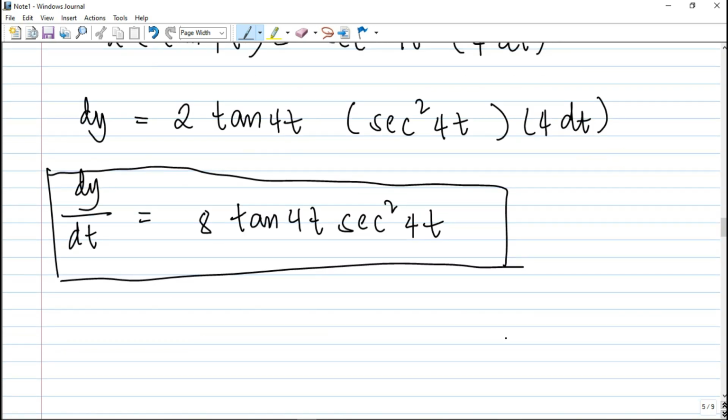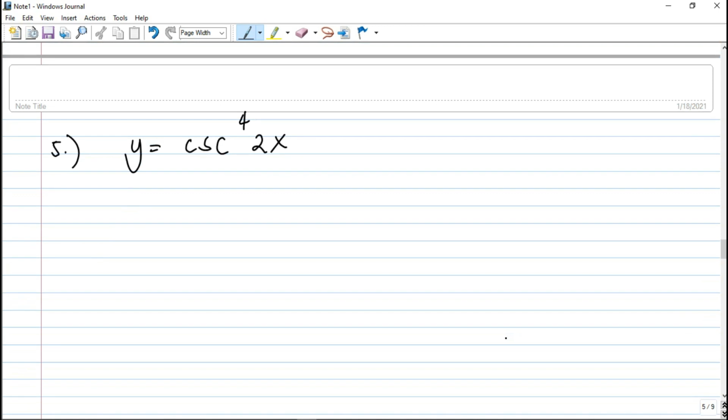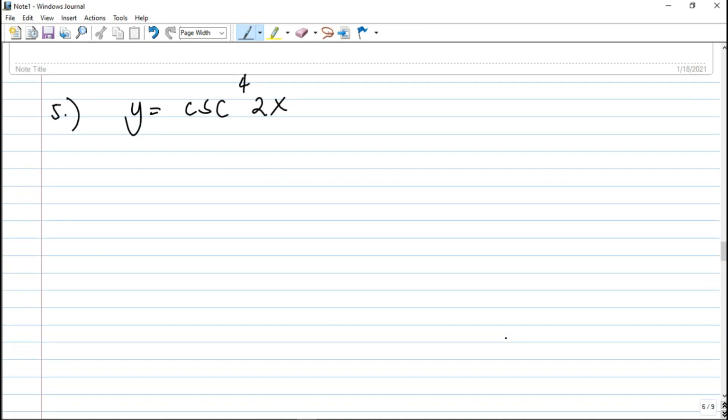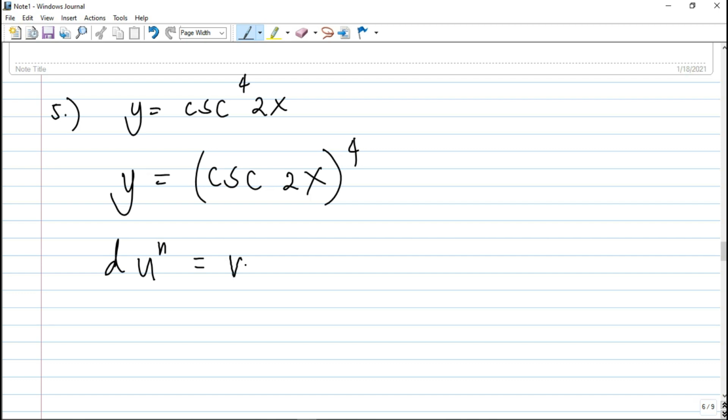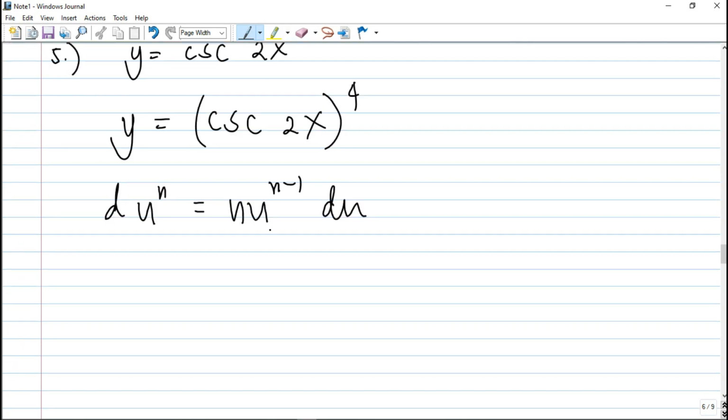Let's go to our next problem. Okay, so we have here y equals cosecant raised to 4, 2x. So, applicable pa rin yung power formula. So, we have here y equals cosecant 2x, so this is raised to 4. So power formula, balikan natin again. We have here the derivative of u raised to n, n times u raised to n minus 1, derivative of u. Okay, so balikan natin yung mga formula. So, this is cosecant 2x.